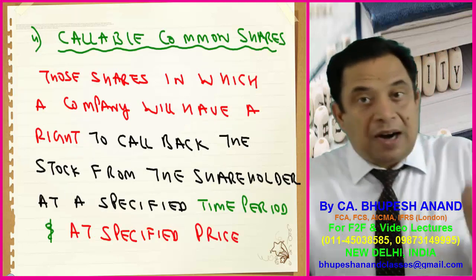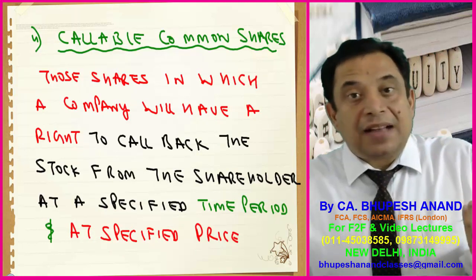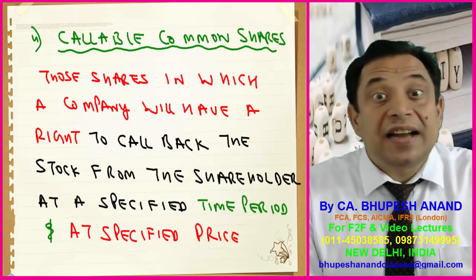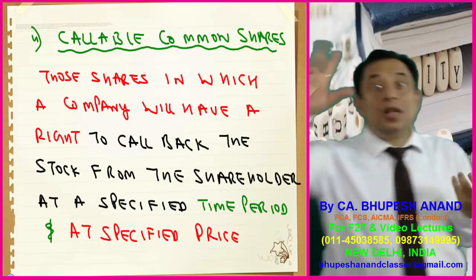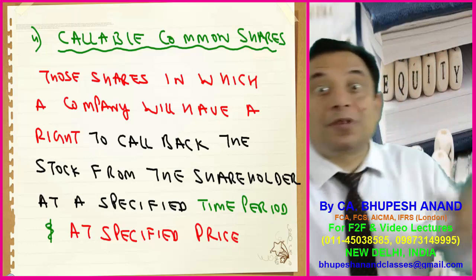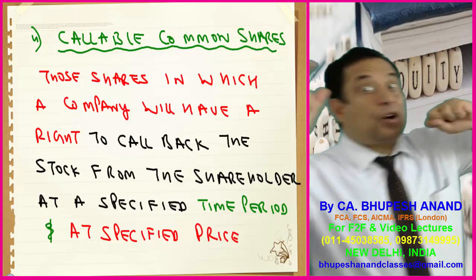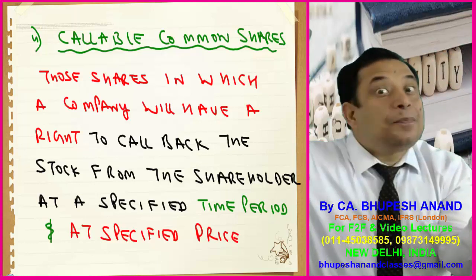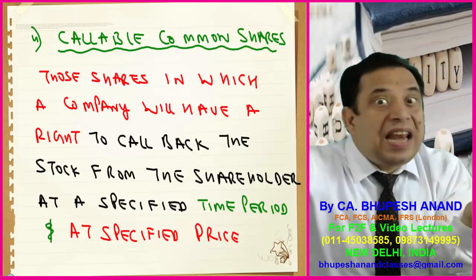Now, the next part which I'm going to start with is named as callable common shares. As the name indicates, we have already discussed in derivatives that in case of options, there are two types of option. One is call option and second is put option. When I say call option, it means the holder has the right to call. And when I say put option, the holder has a right to sell.